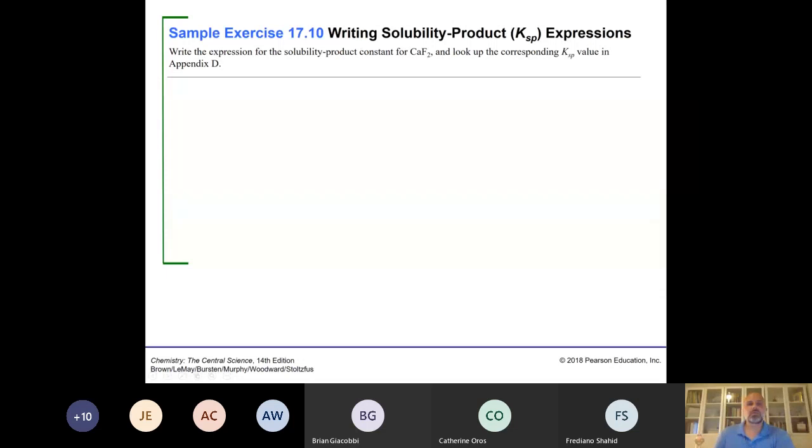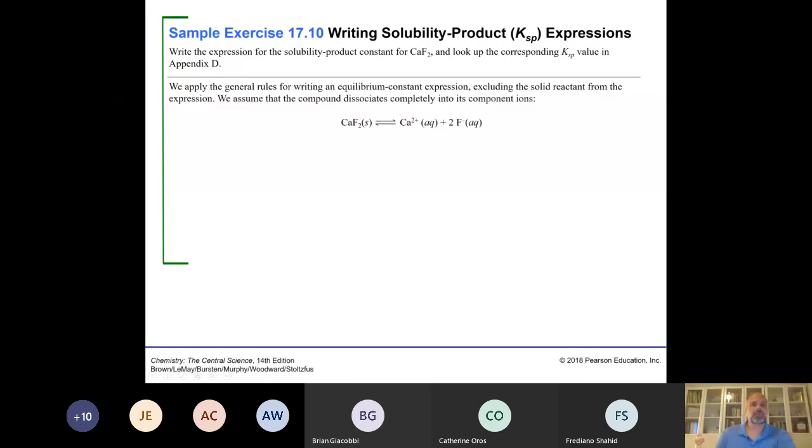All right, so like I was saying, if you haven't looked at the Appendix D, make sure you get acquainted with Appendix D, because you will be using it and you'll need to refer to it on the next exam. So first part, when we're looking at calcium fluoride, you're going to apply the general rules for the equilibrium constant expression, excluding the solid reactant from the expression. And we're going to assume that the compound dissociates completely into its component ions, right? So in this example, calcium fluoride is going to be in equilibrium with calcium ions as an aqueous solution and fluoride ions as an aqueous solution.